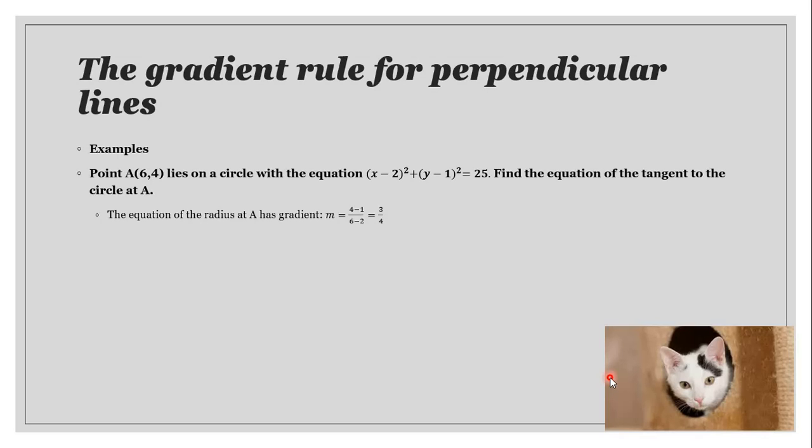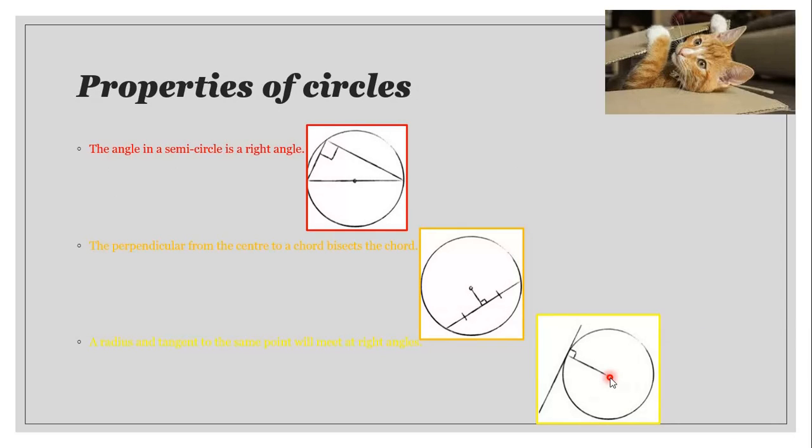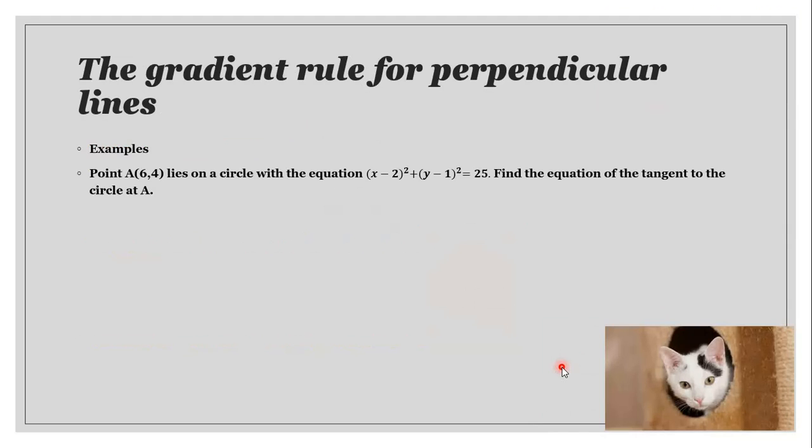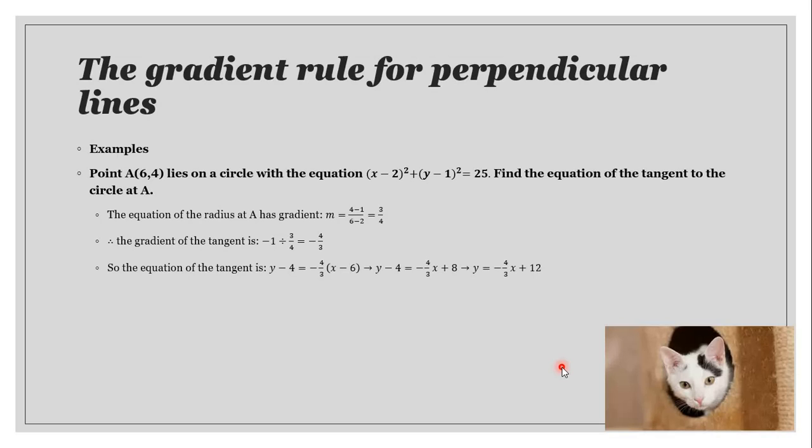How is this useful? Well, on the last slide, we learnt that the radius would meet a tangent at 90 degrees, and we're looking for the tangent at that point. So, as you can probably remember from before when we went over perpendicular lines, they are at 90 degrees to each other. So all we have to do is flip and make a minus, or do -1 divided by the gradient of the radius, and you get -4/3. That is the gradient of the tangent.